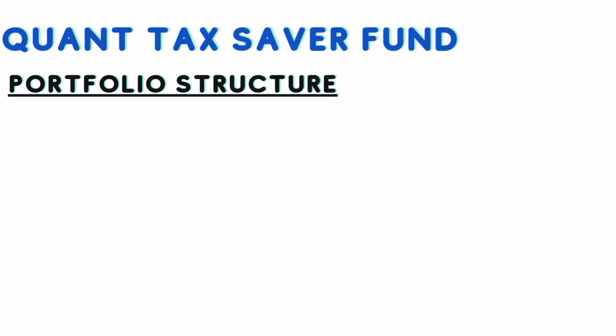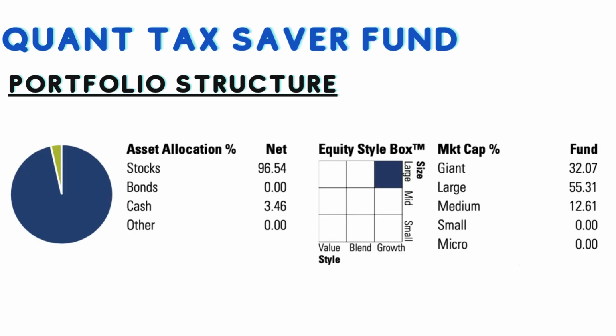Coming to the portfolio structure of Quant tax saver fund as on December 31st, 2023. The allocation of 96.54% is towards stocks and 3.46% is towards cash. Coming to the asset allocation across market caps, the fund has allocated 32% towards giant companies, 55% large companies, and 12.61% medium-sized mid caps. So there is no small cap or micro cap investments in this fund.